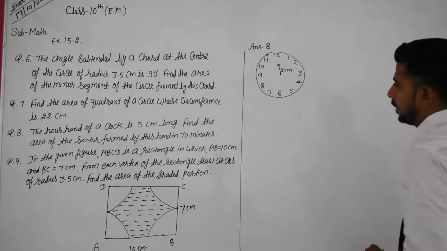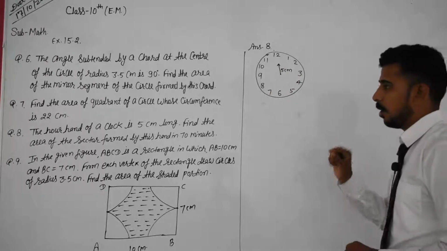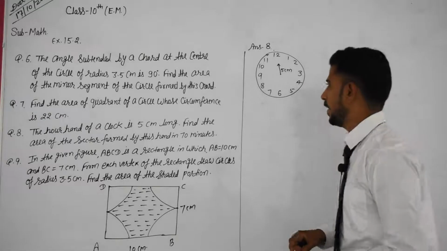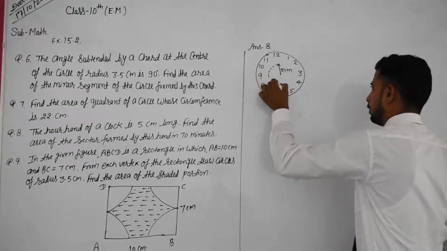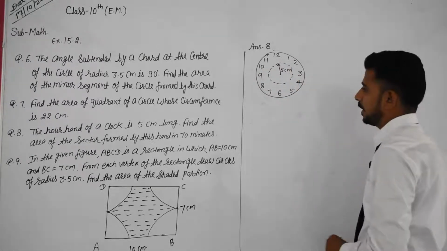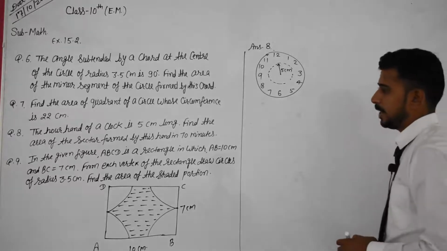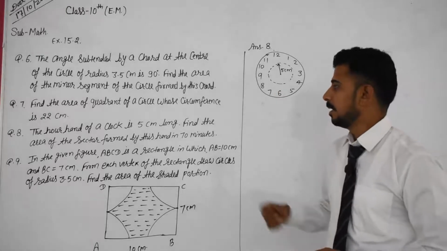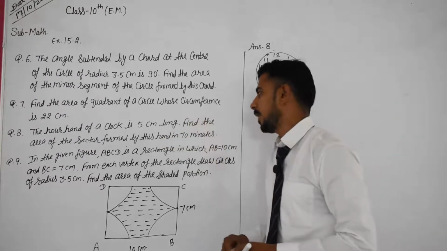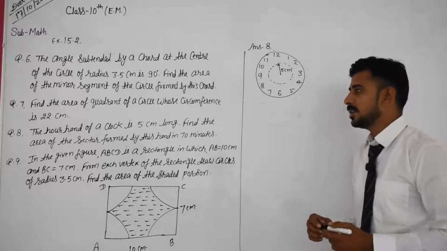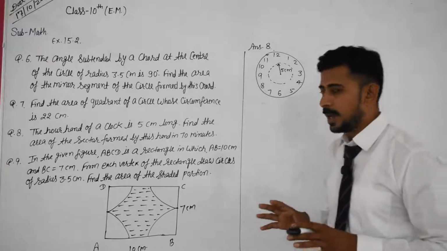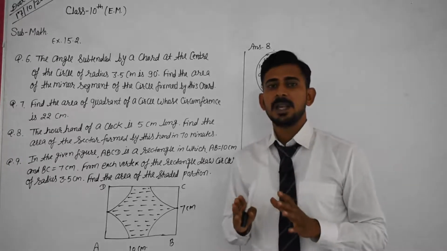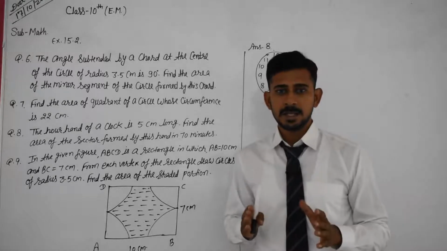It means we can say if this hour hand completes one circle, then the radius of this circle is equal to 5 centimeter. Find the area of the sector formed by this hand in 70 minutes. We want the area of the sector formed by this hand in 70 minutes. It means first we want the angle subtended by this hand in 70 minutes.